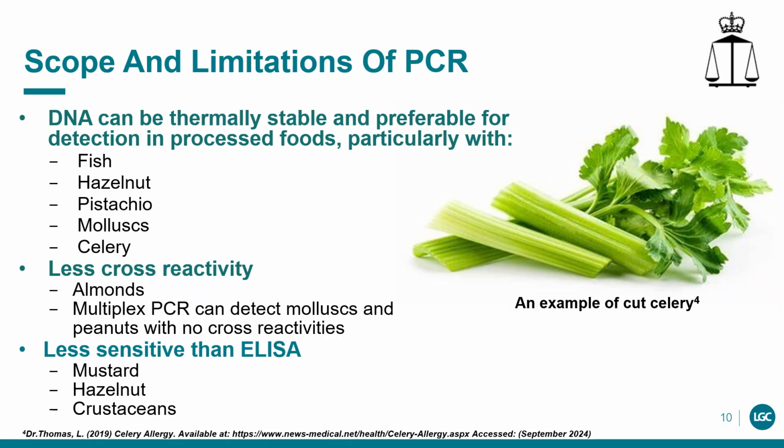However, PCR can actually be less sensitive than ELISA, for example, in identifying the presence of mustard or hazelnut, but also in detecting the presence of crustaceans.